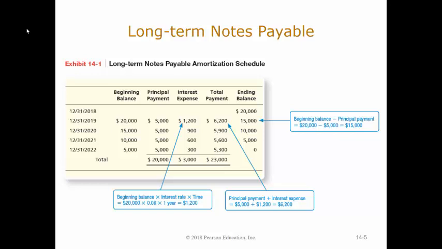And in total, at the end of this loan that Smart Touch is taking out, they will repay that $20,000 in principal, plus a total of $3,000 in interest charges they got hit with over the 4-year period. So in total, it took them $23,000 to get out of $20,000 worth of debt.